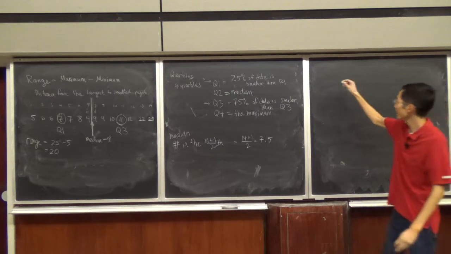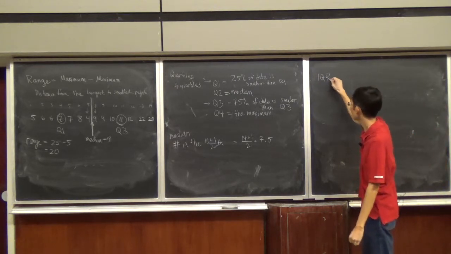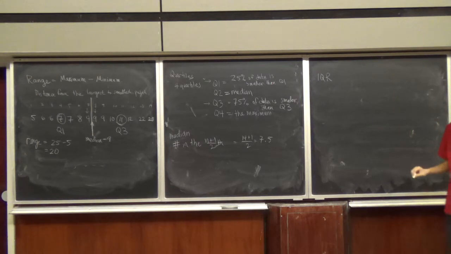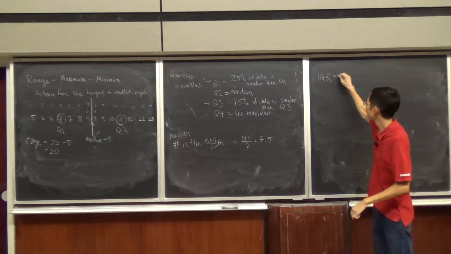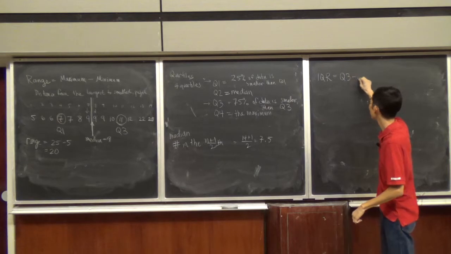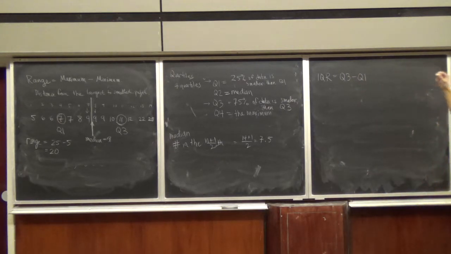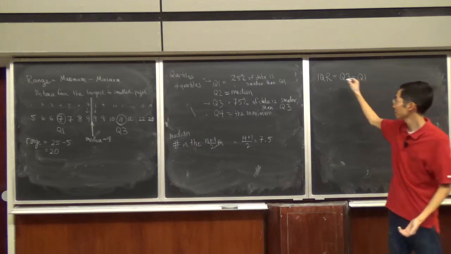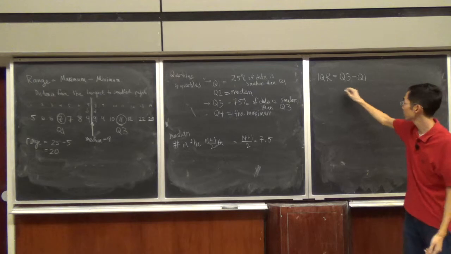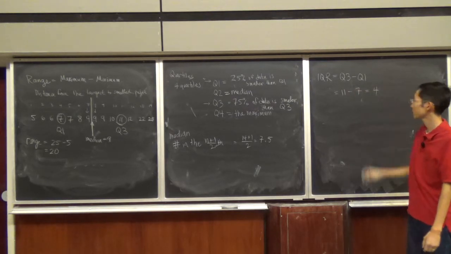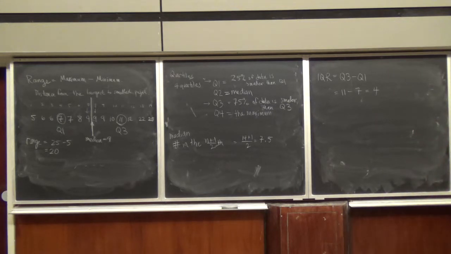Alright. Okay, so the IQR is defined as the interquartile range. Hang on. I still have you for 10 minutes, okay? IQR is defined as Q3 minus Q1. So the range was the maximum minus the minimum. The interquartile range is Q3 minus Q1. So I do 11 minus 7, and I get an interquartile range of 4.